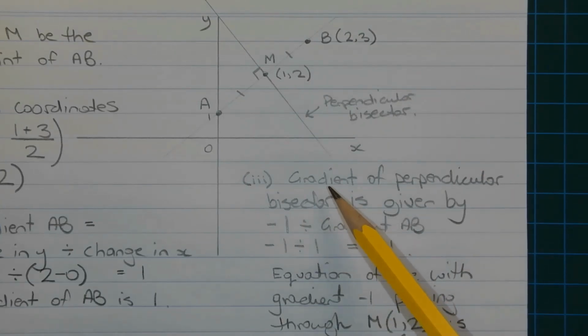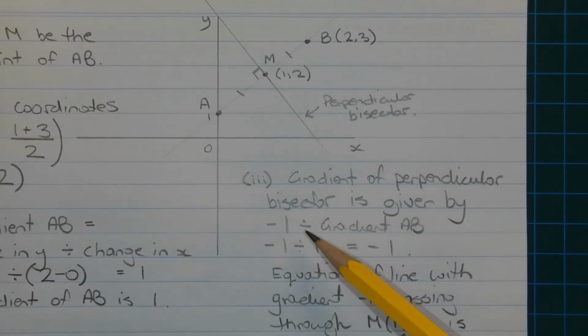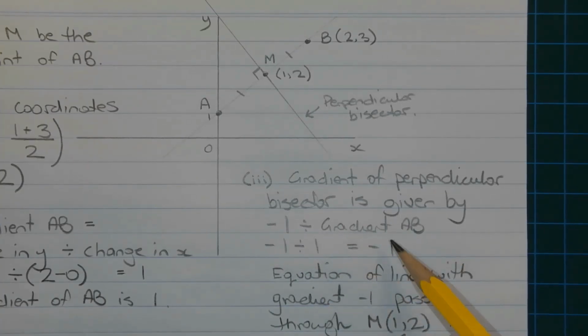Now firstly we need to find the gradient of the perpendicular bisector, and that's given by -1 divided by the gradient of AB, which we found in part 2. And that comes from the formula M1 times M2 equals -1, where M1 and M2 are the gradients of the two lines that are 90 degrees to each other. So -1 divided by 1 gives us -1.